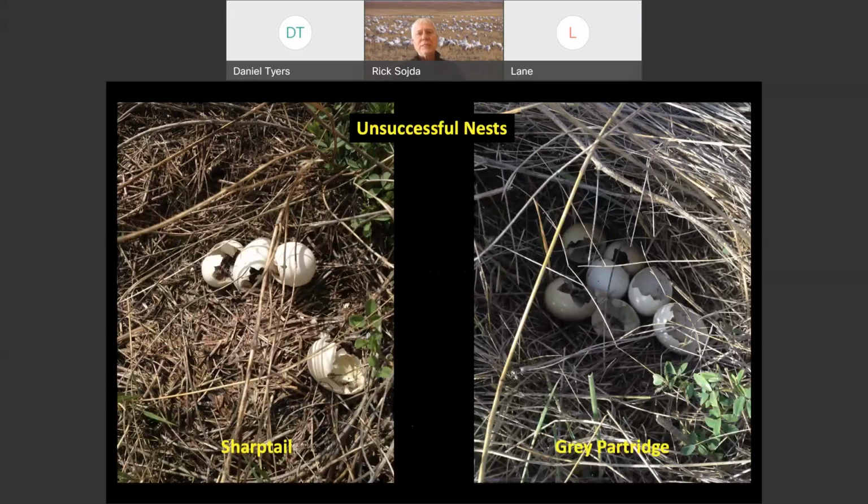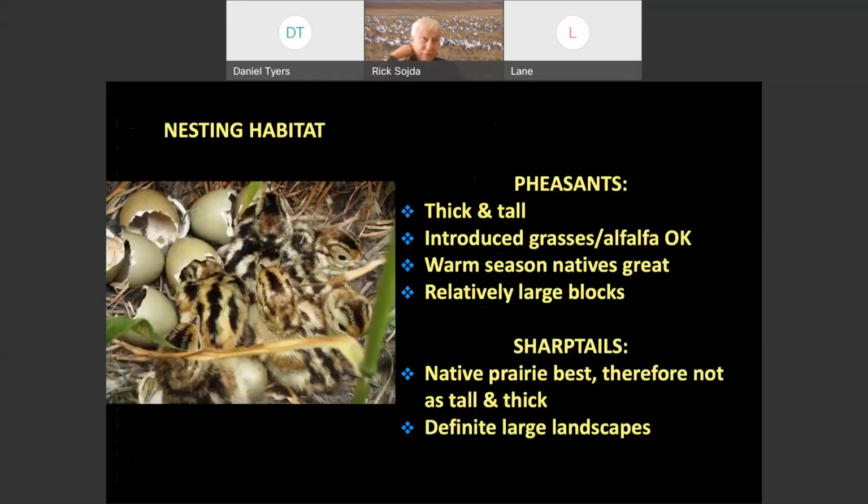I want to go back a second. This pheasant nest, this successful nest on the left, is an interesting one. I want to make sure that you recognize that the egg caps are all cut off sort of symmetrically there. That's a good indication that was a successful nest. Obviously, the chicks are here, so we know it was successful.